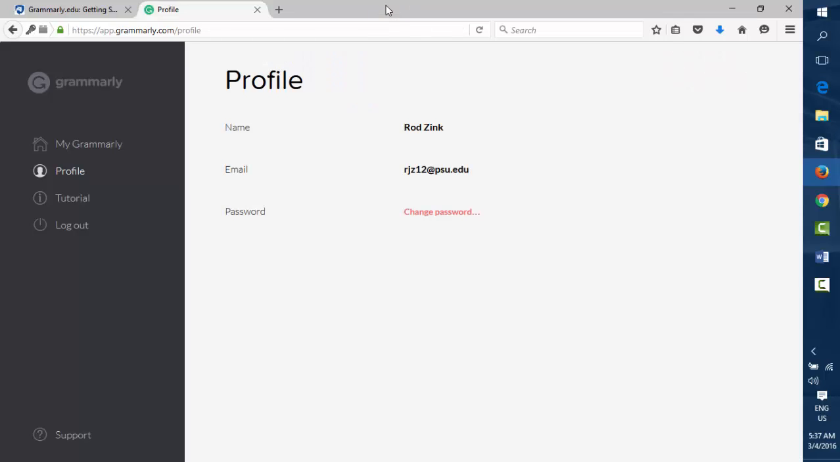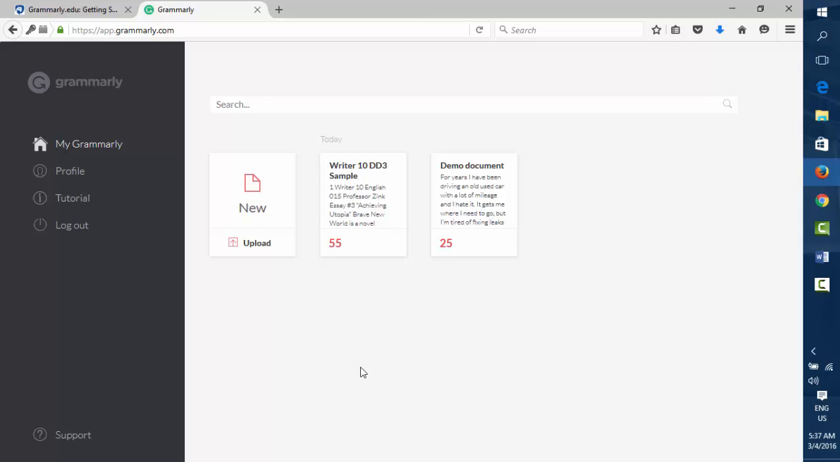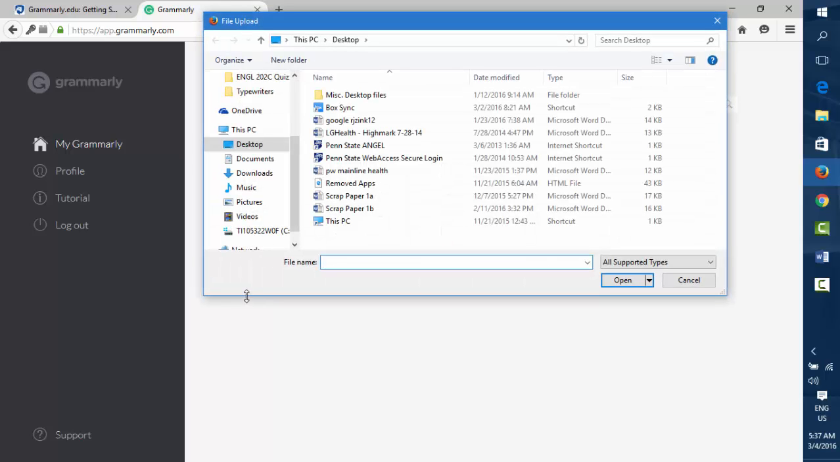So let's go back to here. Okay. So if we go back into My Grammarly, what you're going to do with your draft is basically upload the draft. If we hit this upload, you can either paste or upload a draft into here. Most of you will probably upload it. Okay, so if we click this upload, see it'll go in and it'll ask you to upload. If you hit new, it gives you different options and you can paste.